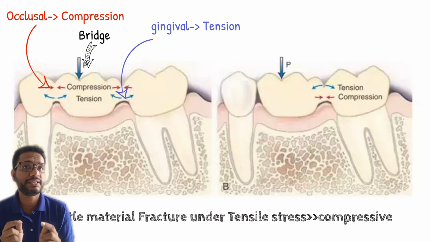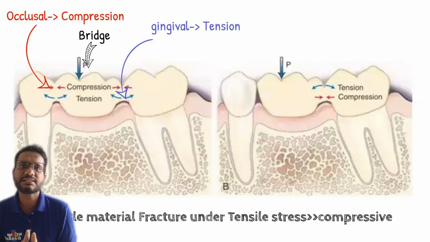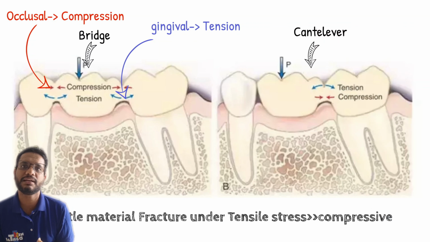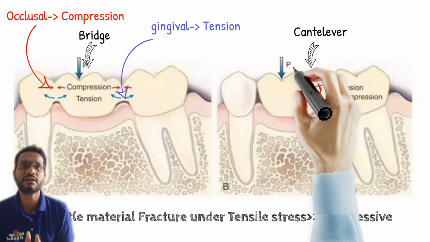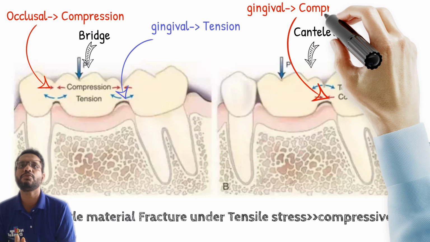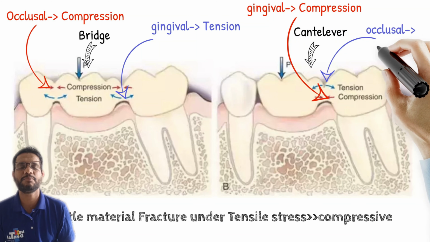Because we know brittle materials tolerate compressive stresses much better than the tensile stresses, and they fail in the presence of tensile stresses. Now let's take another example of the cantilever here. The compressive stress is built up on the gingival aspect and the tensile stress develops on the occlusal aspect. So this is how we can use the basic knowledge of the forces and stresses in determining our day-to-day clinical procedures also.